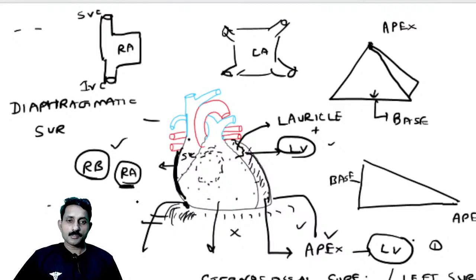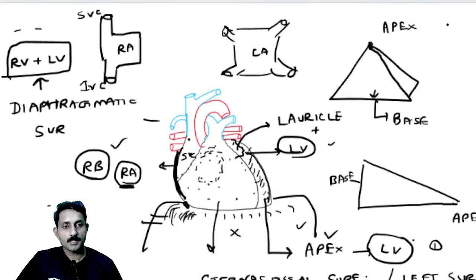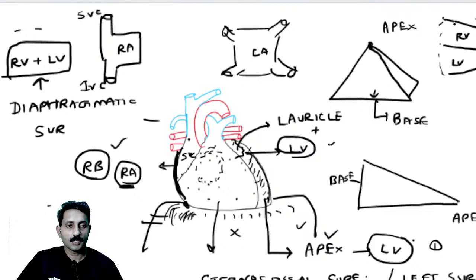The diaphragmatic surface is formed by what chamber? It is formed by both right ventricle and left ventricle. When you just lift the heart like this, you will see it is lying like this. Between the two, there is an interventricular groove. We got left ventricle and right ventricle. Right ventricle will be anterior. So this is how the heart is placed. So diaphragmatic surface is formed by left ventricle and right ventricle. In this slide itself, we covered the entire part.